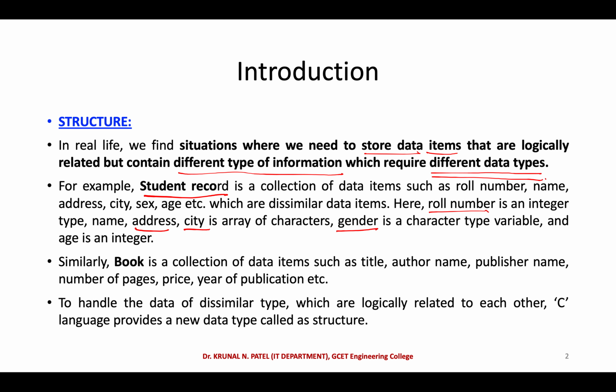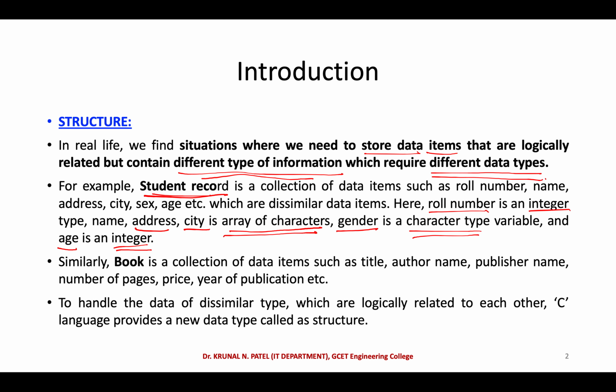You can notice over here we are storing different types of information, right, which require different data types. Suppose here roll number is of type integer, name, address, city are arrays of characters as you can see over here, and gender is again a character type variable, right? And one another variable is age, which is again of integer type. So this is one example of how you can store a student record.